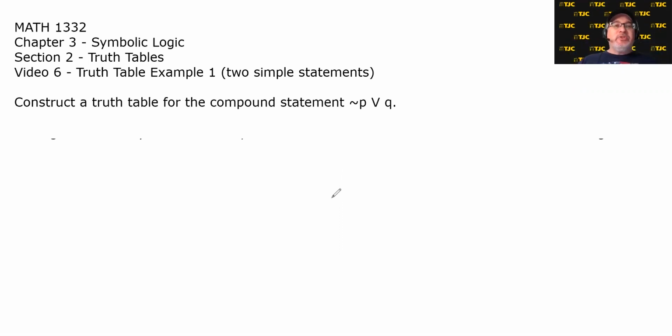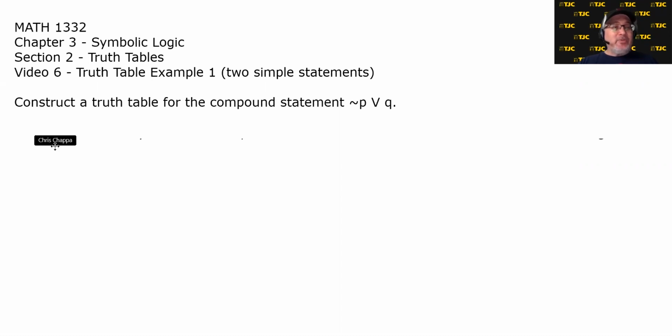So we're going to start with some truth tables that only involve 2 simple statements. For this one, we're going to construct a truth table for the compound statement negation P, disjunction Q, or equivalently, negation P or Q, or even briefer, not P or Q. It's important to know your symbols for your connectives.